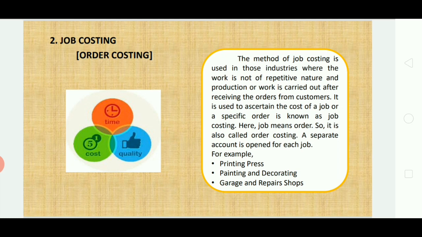Again, same way, in garage and repair shop, whenever customer is come with certain type of repairing, at that time only the garage worker will start with the work. અને પછી જ ત્યાંના વર્કર્સ રિપેરિંગનું એક વર્ક સ્ટાર્ટ કરે છે. In short, all those examples are of job costing in which first you will receive the order from the customer and then you will start with the production process.